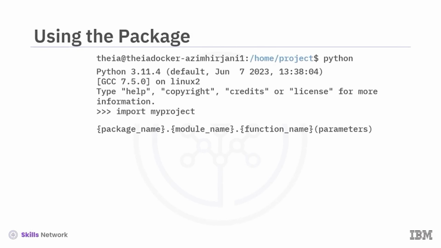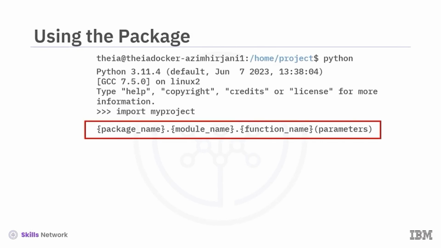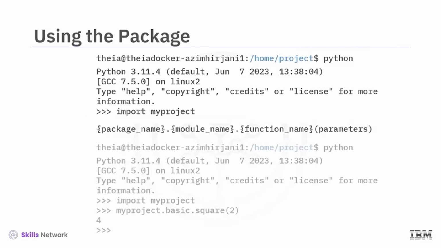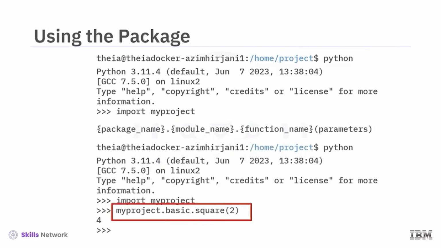The general structure for testing your package is the package name, .module name, .function name, followed by the parameters without the curly brackets, but keeping the round brackets. For example, using myproject.basic.square(2) the function will return the value 4.